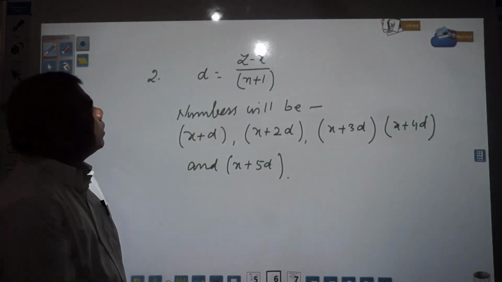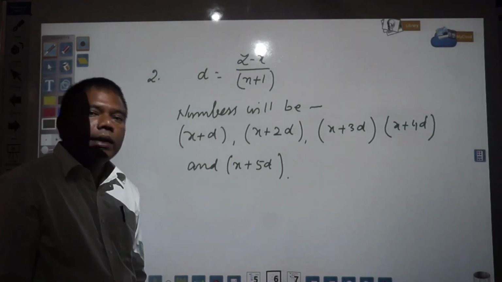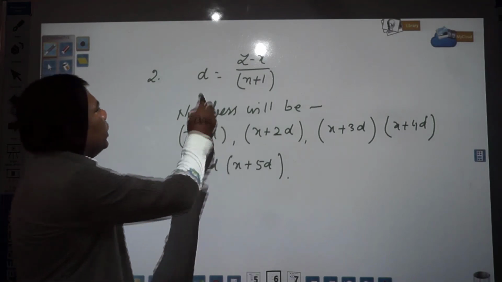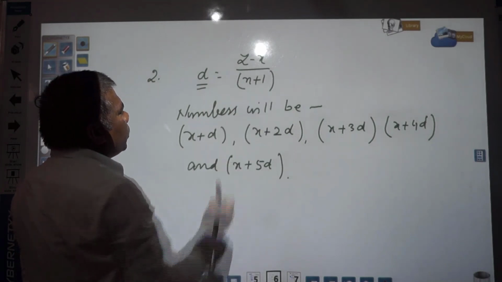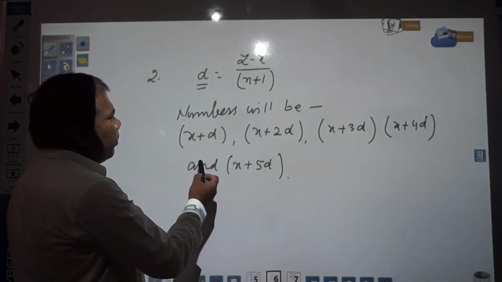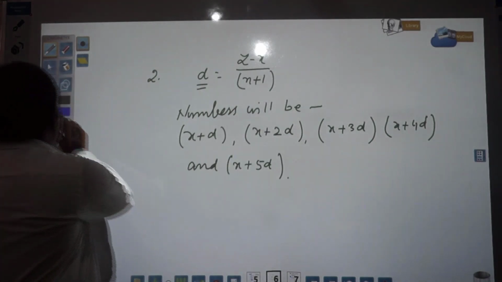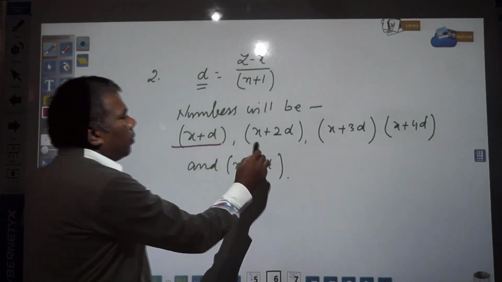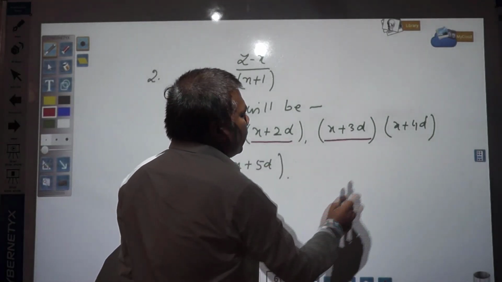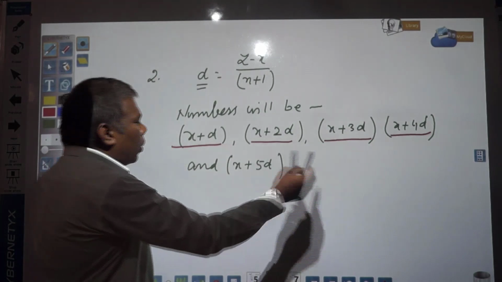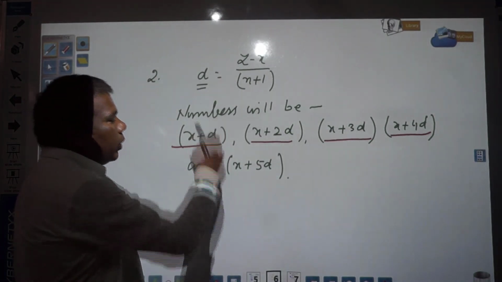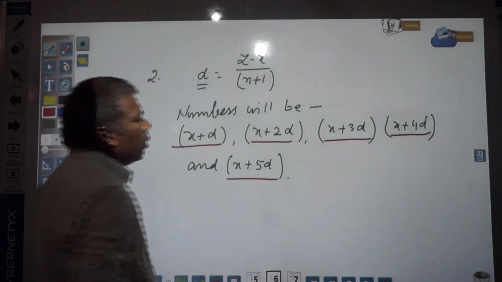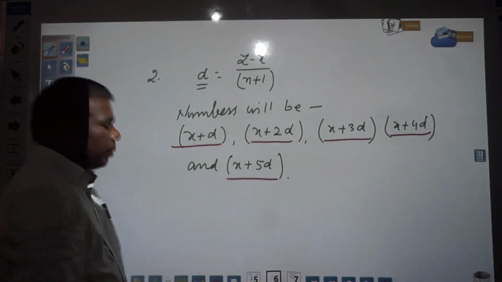Now, next we have what I said, that formula will be applied. First you need to find out d, and d is equal to (y minus x) by (n plus 1), and the numbers will be: first number x plus d, second number x plus 2d, x plus 3d, x plus 4d. So n numbers can be found out in between. Here you need to find out only 5 numbers.